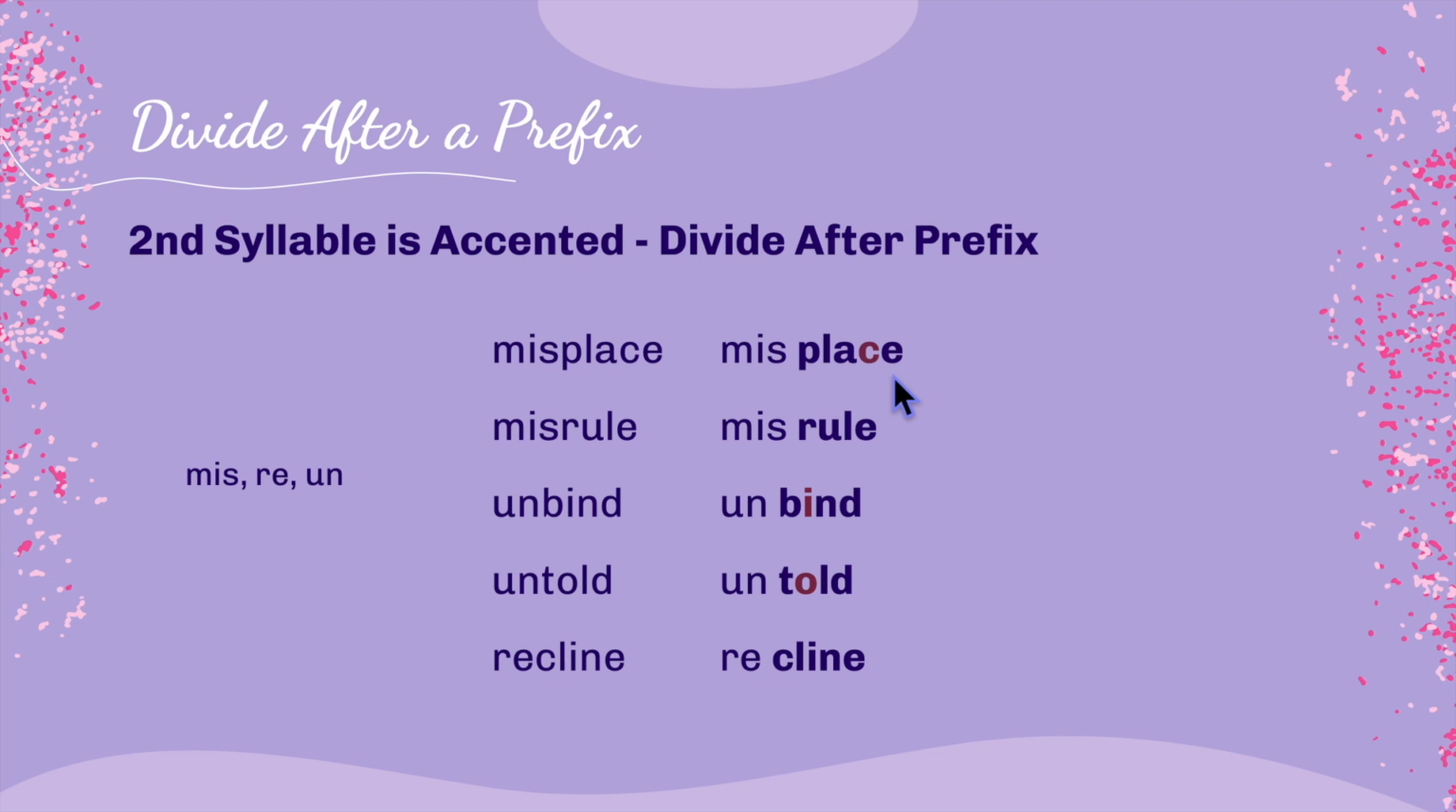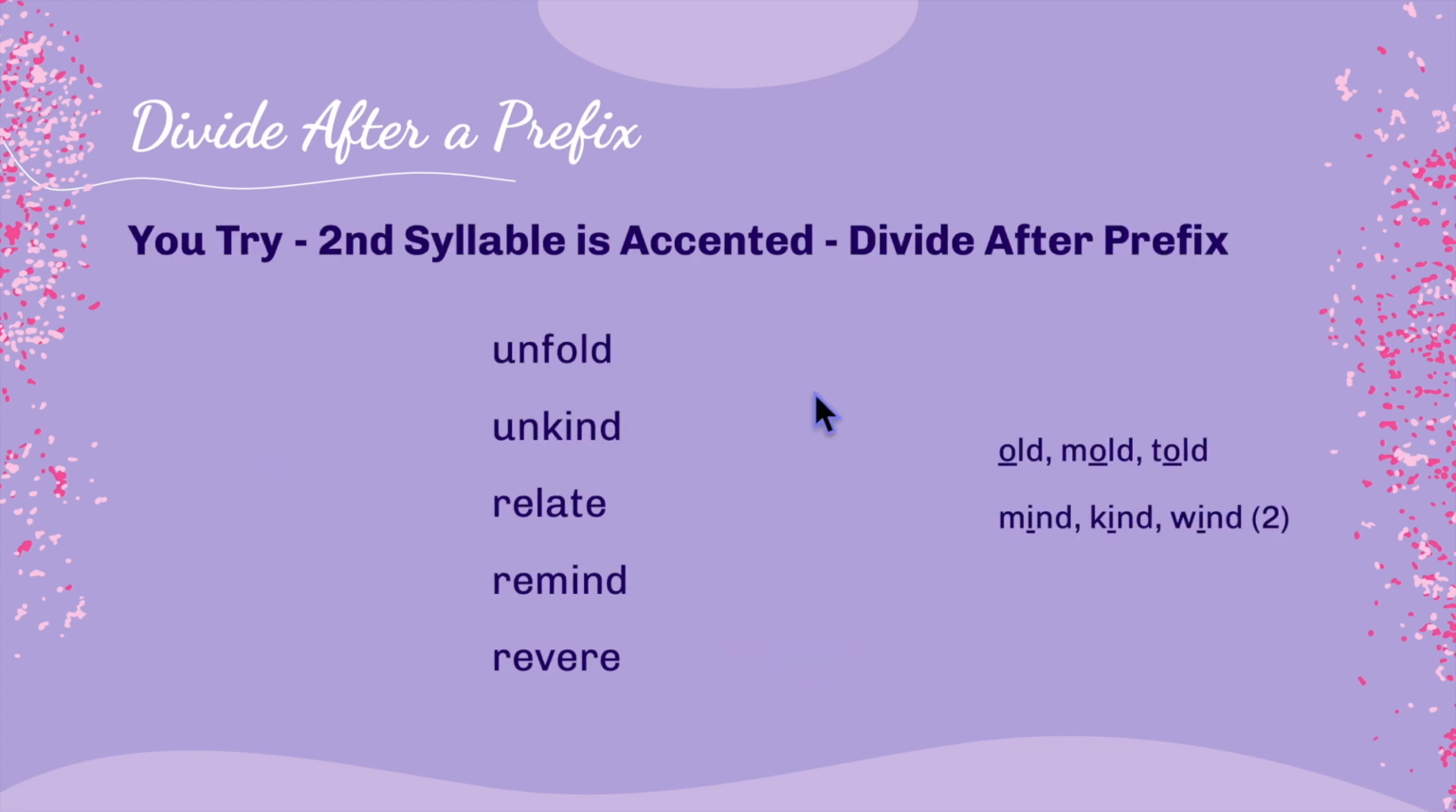Notice place is emphasized more than miss because in English we rarely accent prefixes or suffixes. Misrule, unbind, untold, recline. Right here, I want you to find the prefixes and divide after the prefixes, keeping in mind that at the end of a root, OLD has a long O sound and IND has a long I sound.